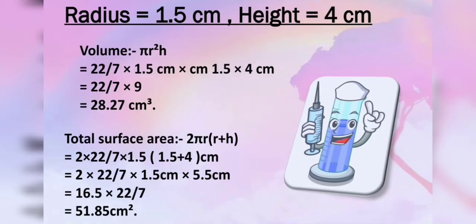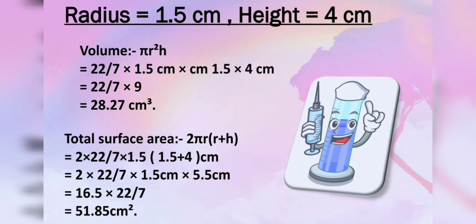So now here we can take an example. Let the cylinder radius be 1.5 centimeter and the height is 4 centimeter. So now let's discuss the volume. The volume will be pi r square into h. After putting in the values, we got the answer, that is 28.27 centimeter cube.